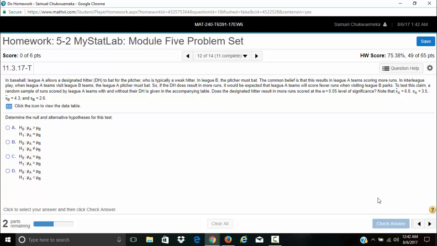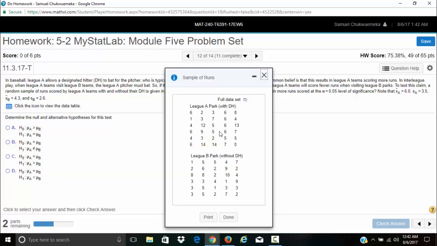Okay, so if you look at this now, it says here, click the icon to view the data table. So we have this. You ask yourself, is this matched pairs or independent? As you can see here, these are independent: one with the designated hitter, one without the designated hitter.